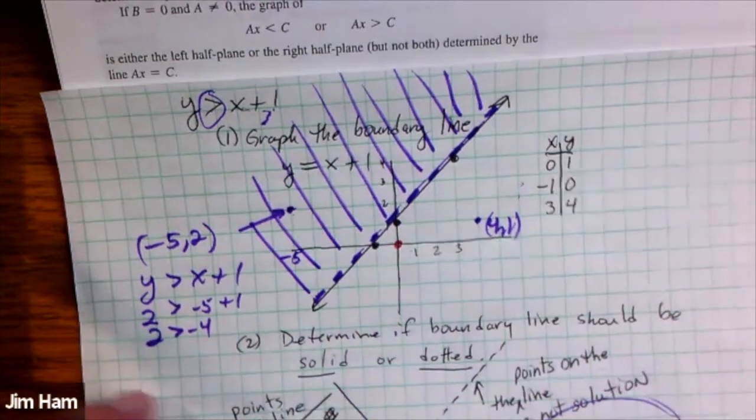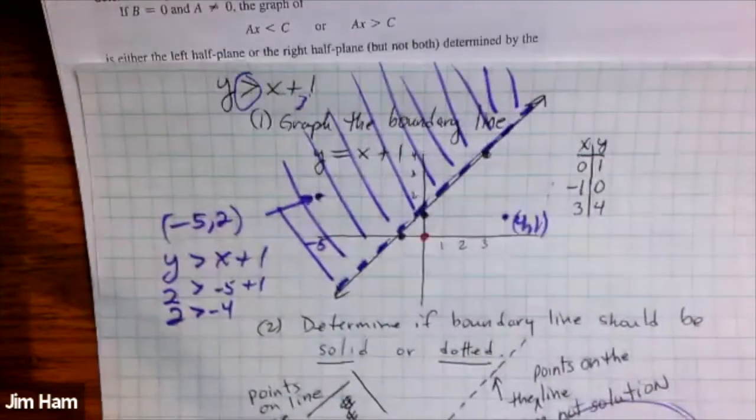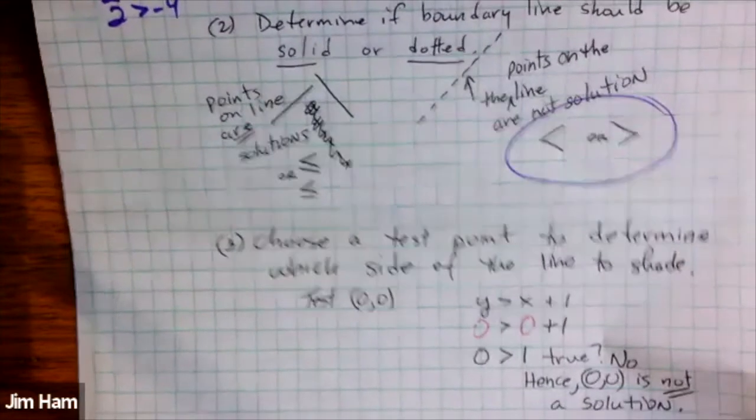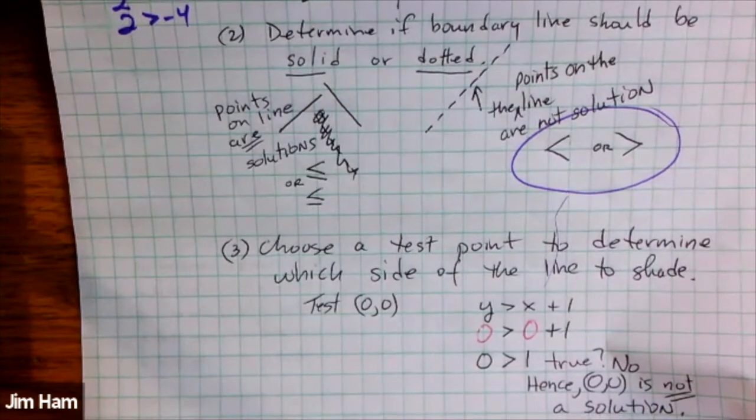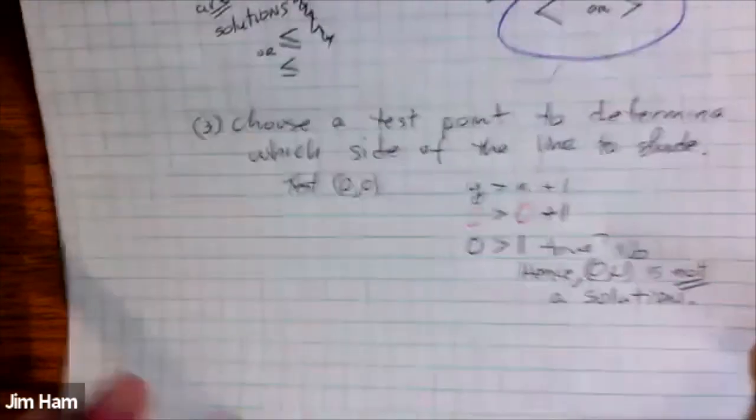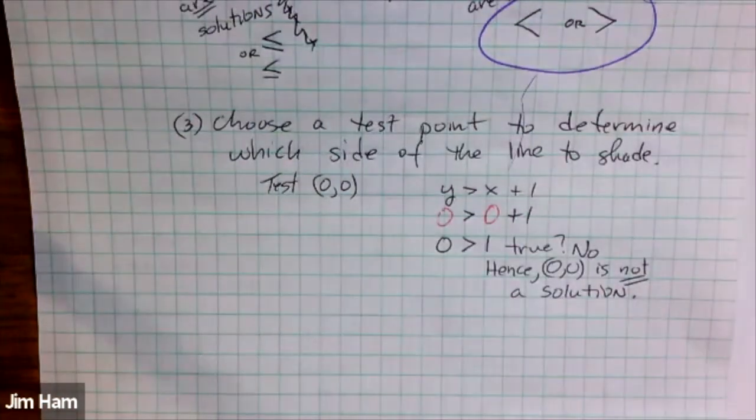But those are pretty much the 3 steps. Graph the boundary line, the easiest step, is number 1. Decide if the line is dotted or solid, and then choose a test point to determine which side of the line you need to graph.